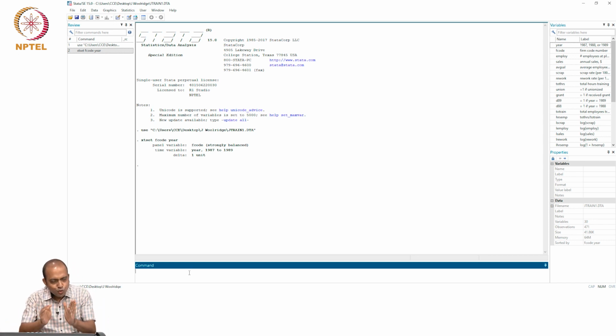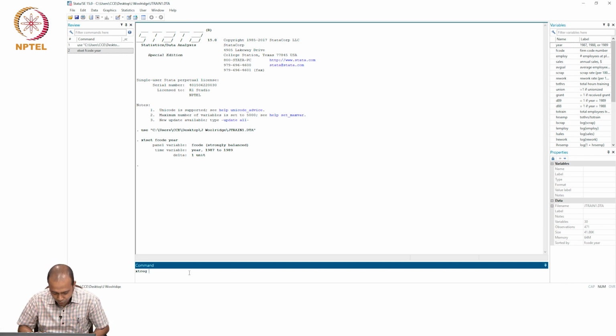Okay. So, now I have explained, I have classified my data as a panel, and then what we have to do, we have to specify the regression as xtreg. Instead of reg, now you have to put xtreg. Why xtreg? Because this is now a panel regression, not the ordinary least squares estimation that we learned earlier.